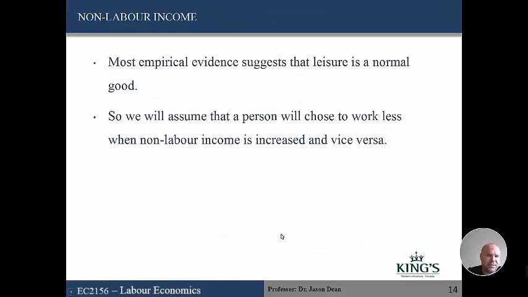So most empirical studies suggest that leisure is a normal good. It makes more sense. And so for the remaining lecture, we will make that assumption. So we're only going to assume that leisure is a normal good. So whenever there's a change in income, we're going to assume the person is going to work less and take more leisure.